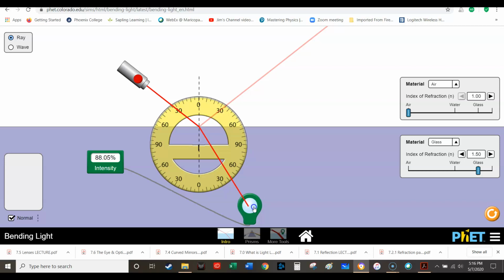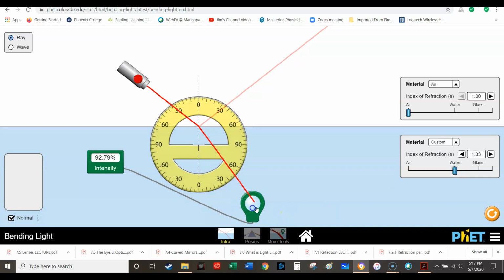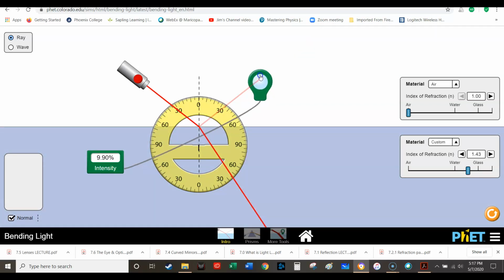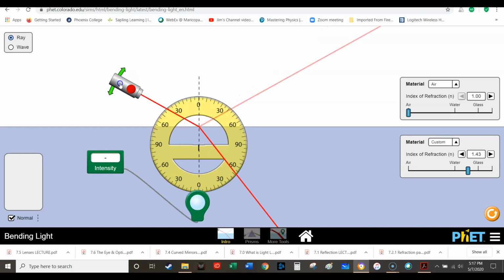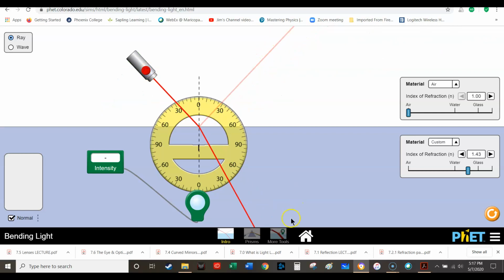So now you can see glass is getting less refraction, less of that original 100% is going through, right? You can see the amount of light getting through is decreasing the more dense it is, and that means more light is being reflected off the surface. So this is a really cool tool for you to use, and I really like this.